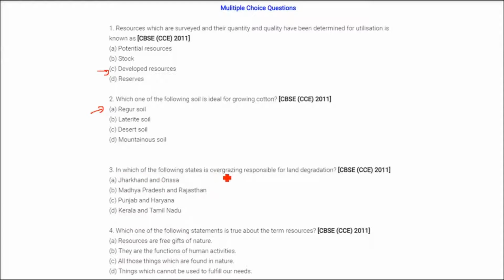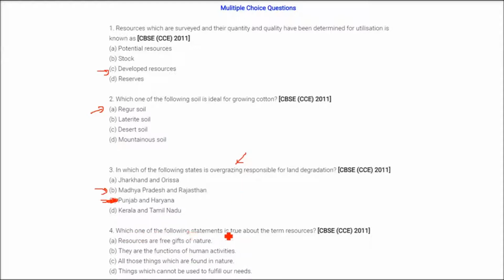In which of the following states is overgrazing responsible for land degradation? The answer here is Punjab and Haryana. That is overgrazing. So overgrazing is not Punjab and Haryana. I'm so sorry. It's Madhya Pradesh and Rajasthan. Punjab and Haryana because of over irrigation, but Madhya Pradesh and Rajasthan for overgrazing. Atyadhik Pashucharan.